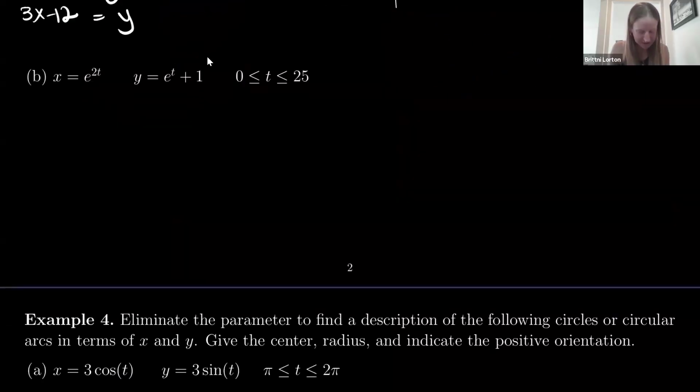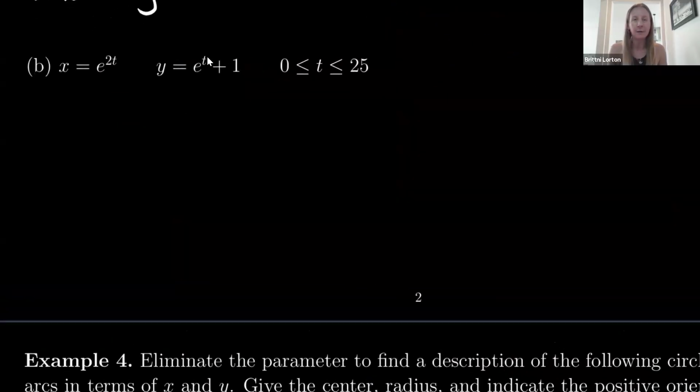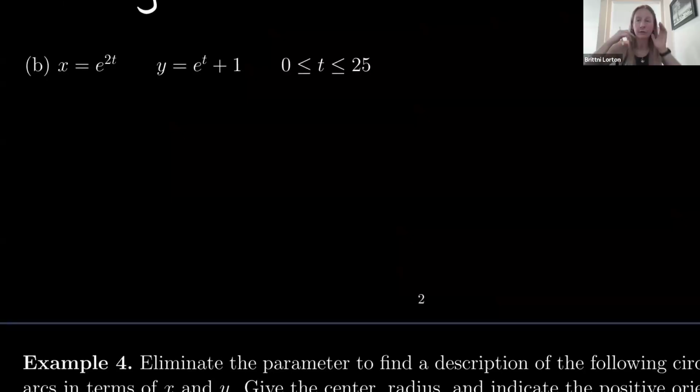Okay, let's do another one. So same kind of idea for part B. Let's eliminate the parameter and then graph this using the same strategies that I just did. To eliminate the parameter, you could solve for t and plug it into the other, or you could just solve for this thing that's in common between the two, which in the previous example was the square root of t. And here in this example, I have x equals e to the 2t and y equals e to the t plus 1. So the e to the t is this thing that's in common.